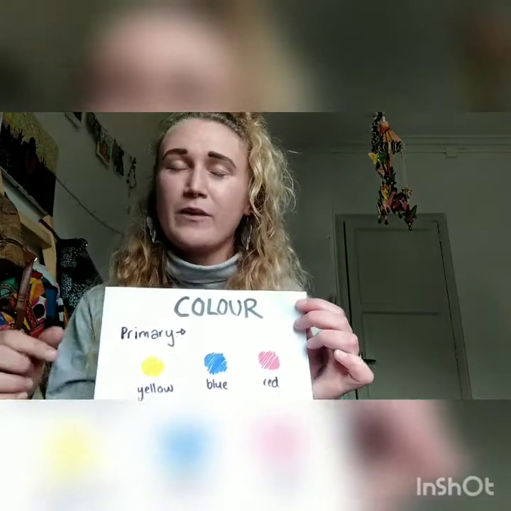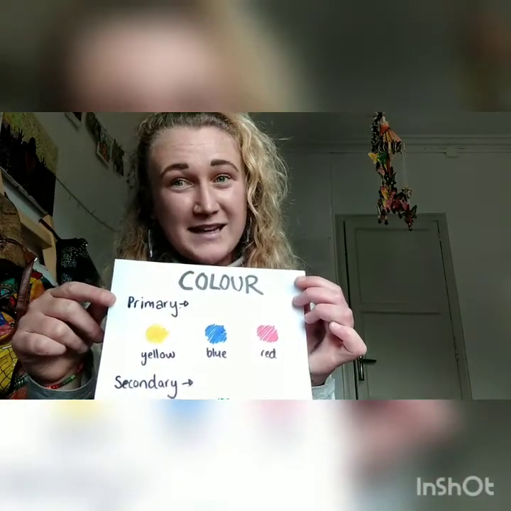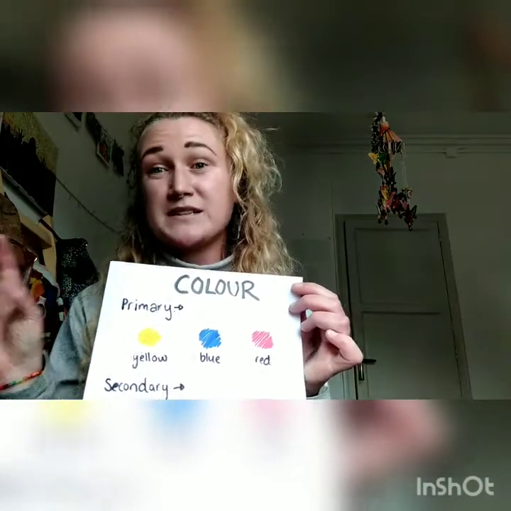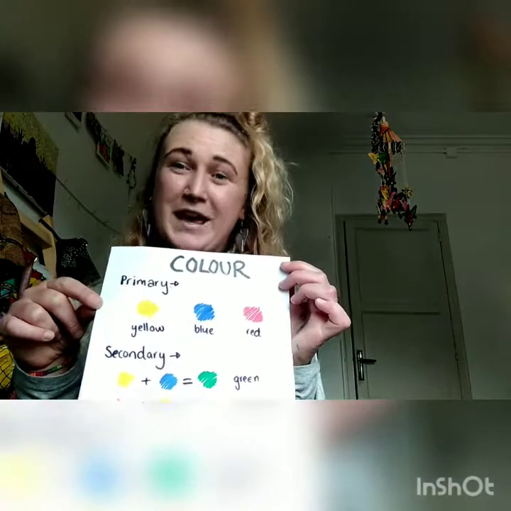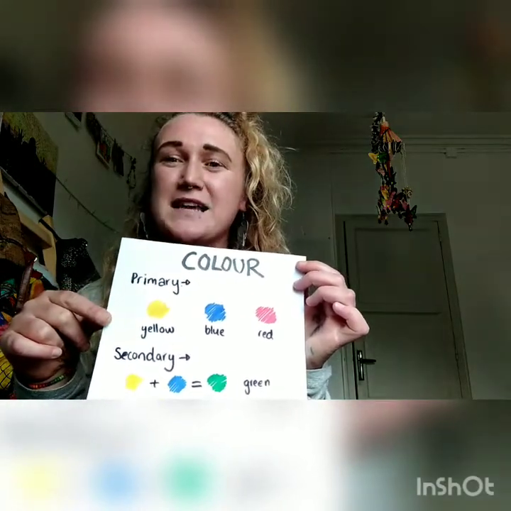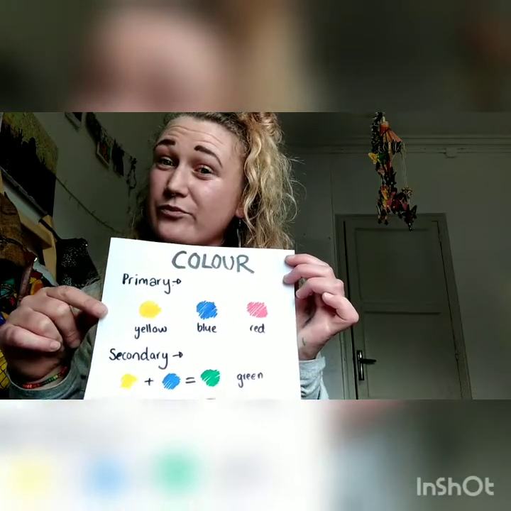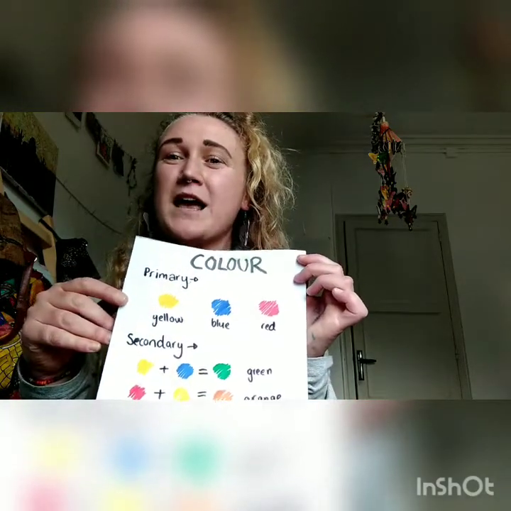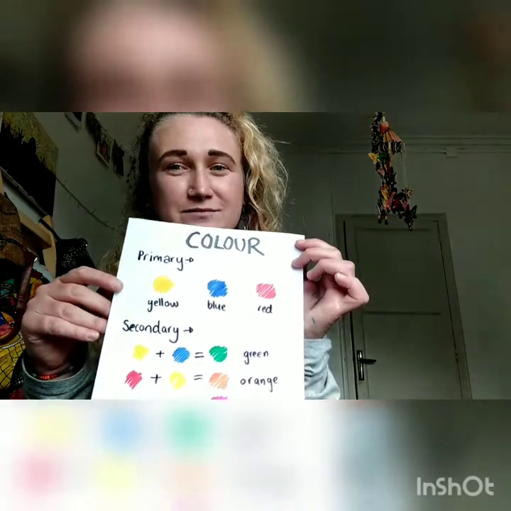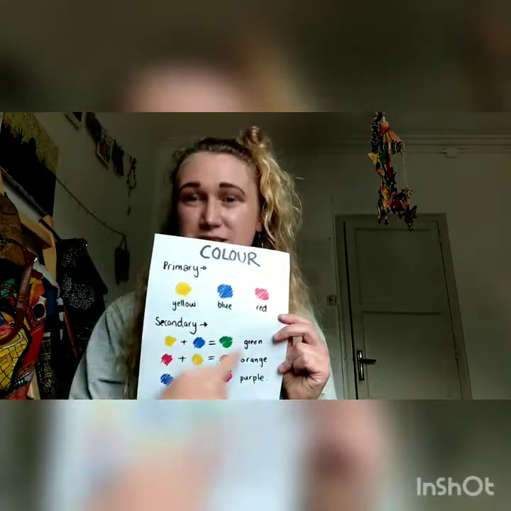that we see in the world. Do you know what it's called when we mix 2 primary colors together? Secondary colors. What happens if we mix yellow plus blue? We get green. And if we mix red and yellow? Orange. And if we mix blue and red? Purple. So there you can see the primary and the secondary colors.